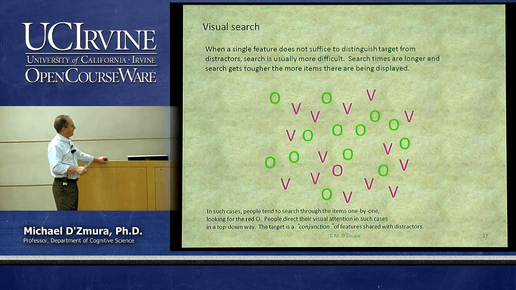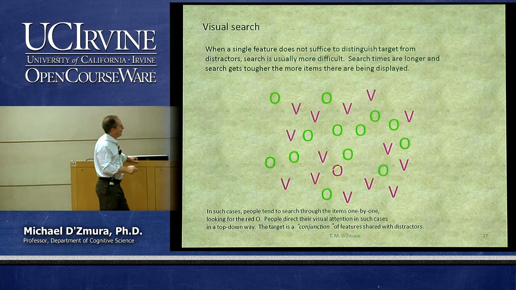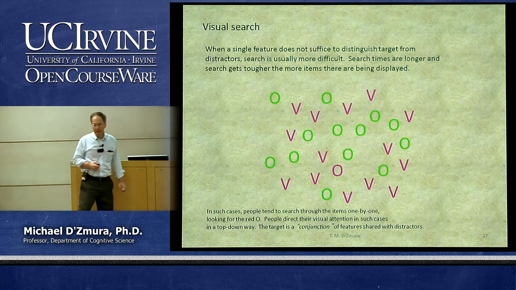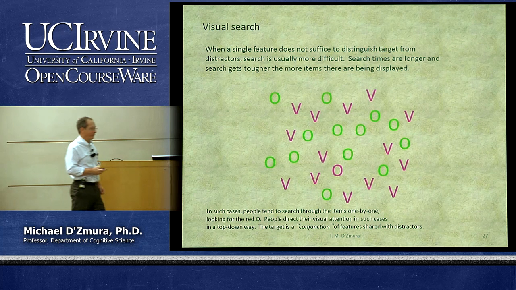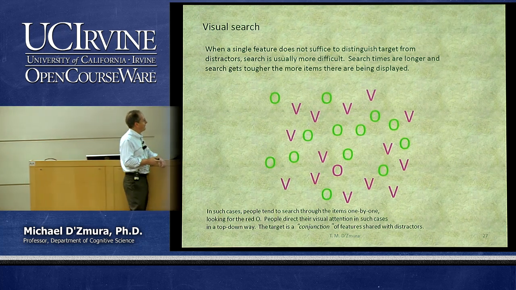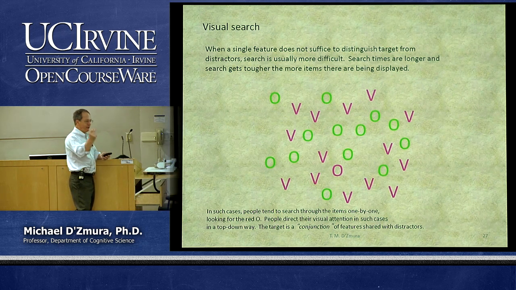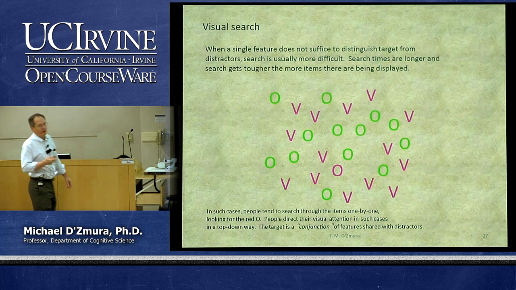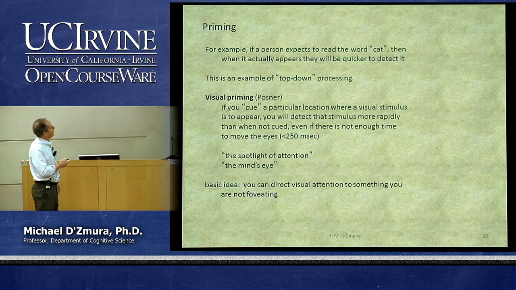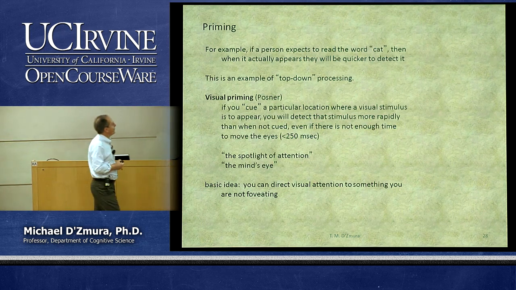The target in this case is a conjunction of features shared with the distractors, and the conjunction in this particular example is a conjunction of the redness shared with the V and the O shape shared with the green O's. So this target does not have a single distinguishing feature, rather it is a conjunction of features shared by distracting items. Search in this case is not something that occurs with a snap of the fingers, rather it depends on how many distracting items there are. So it's one of these serial searches. Searches in the other case do occur much more quickly.